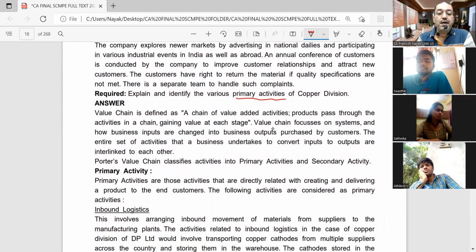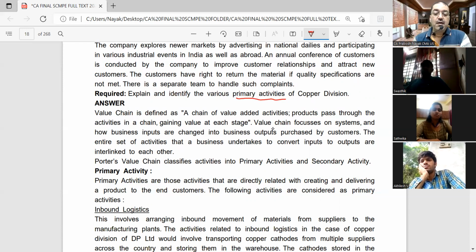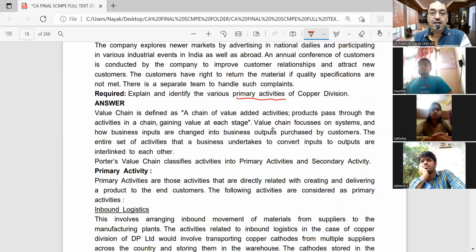They have said explain and identify the various primary activities of copper division. Now this is not the answer in the same format as it is given in the RTP. I'll tell you very frankly, because I want you to write the answer in a particular format. And what is that format? As soon as you get a case study like this, you should first identify what concept it relates to. It relates to the concept of value chain.